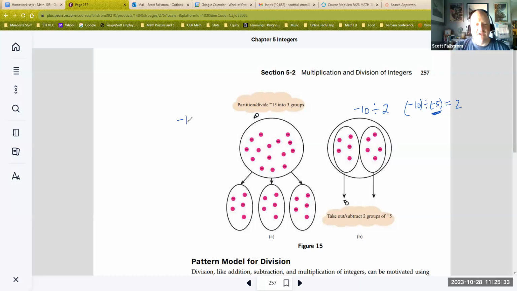Over here, if I have -15 and I divide by 3, I can think of making 3 groups. And how much is in each group? Each group has -5 in it. So there's kind of the way that I could do that problem. Okay, so I have a negative divided by a positive, a negative divided by a negative as we were going there. So that's how you can kind of model it.